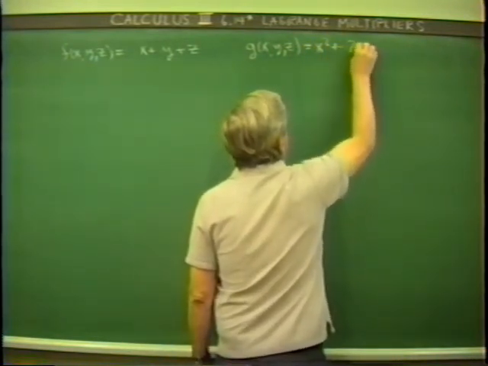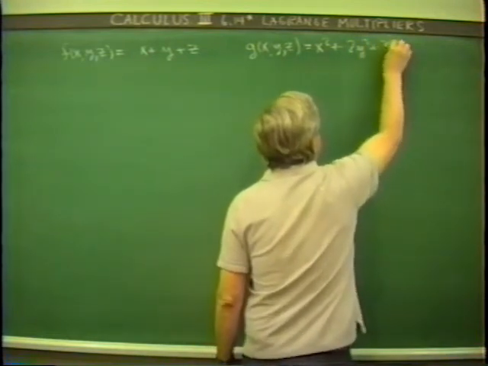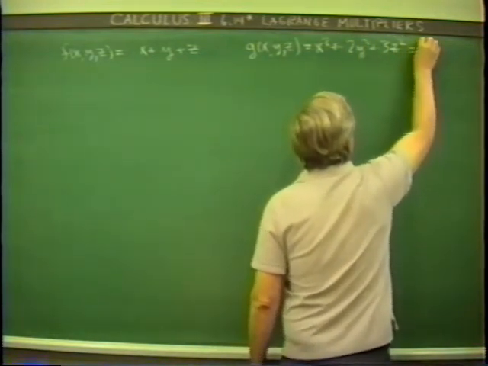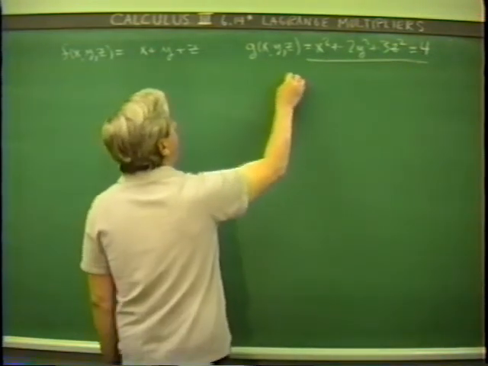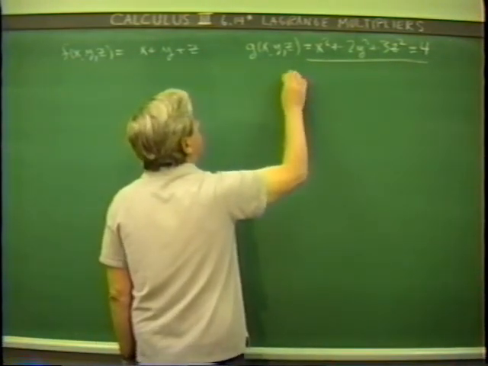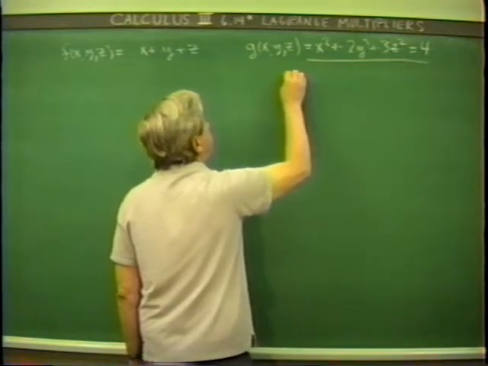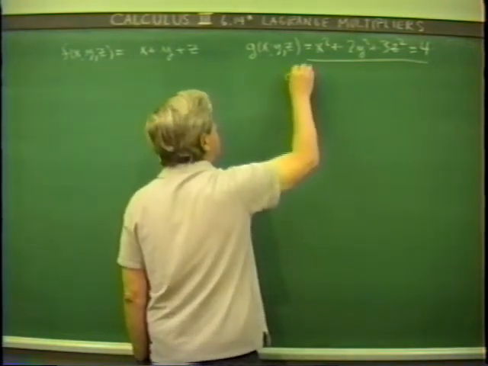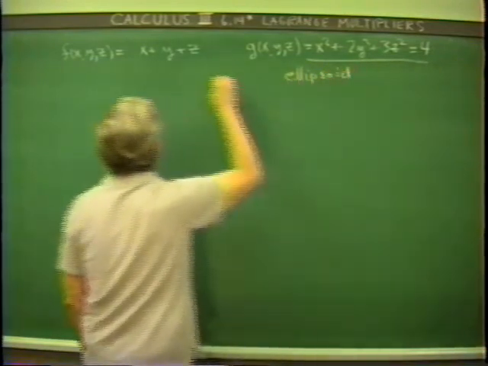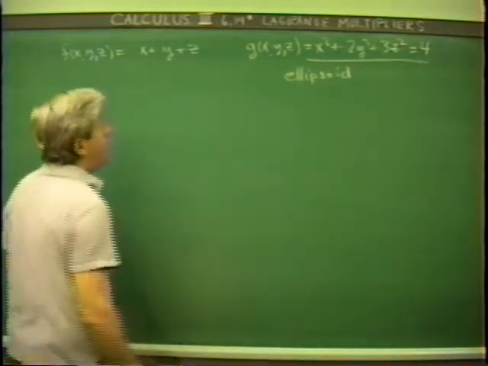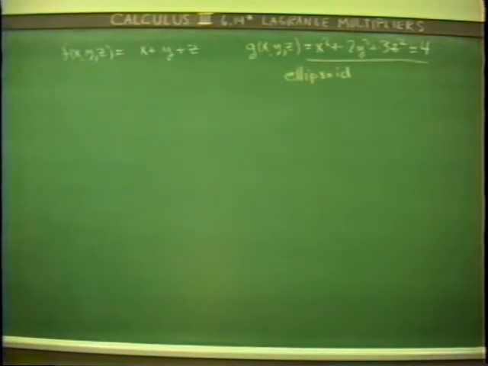Subject to the restriction that g of x, y, and z equals x squared plus 2y squared plus 3z squared, would this be equal to 4? So this right here is the graph of an ellipse. It has for its graph an ellipsoid, I should say.